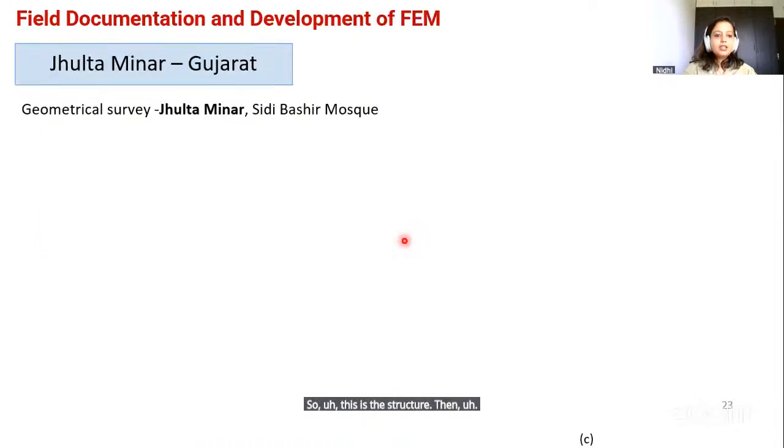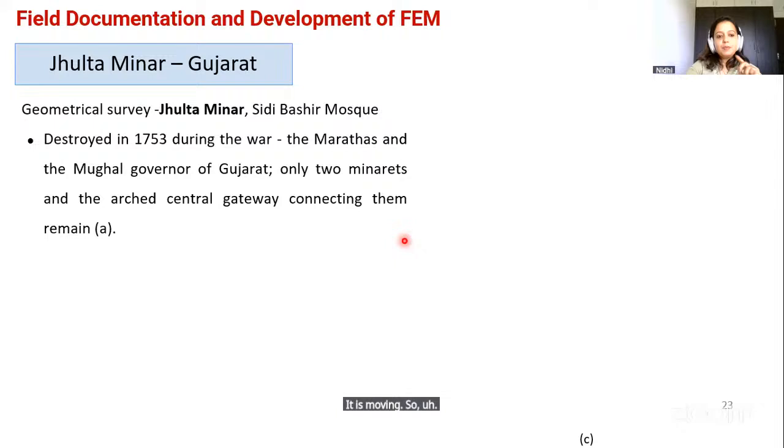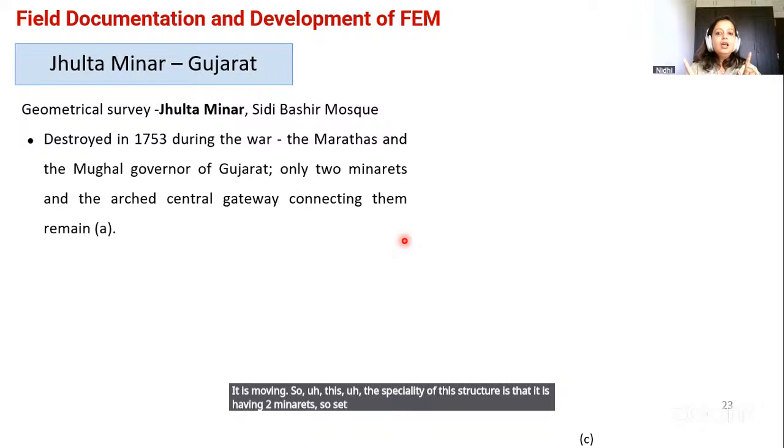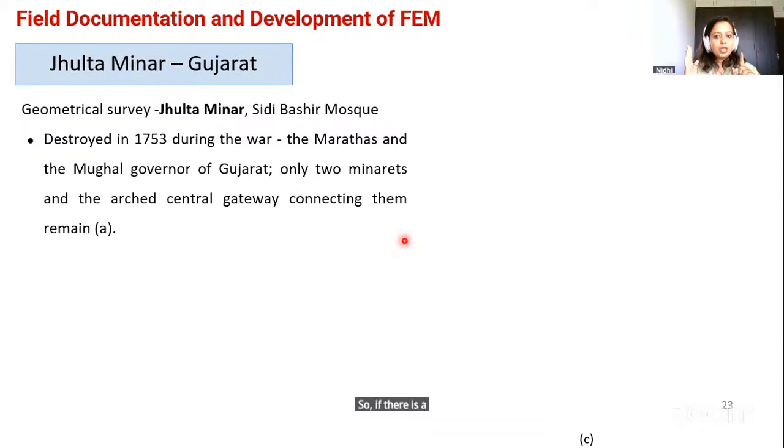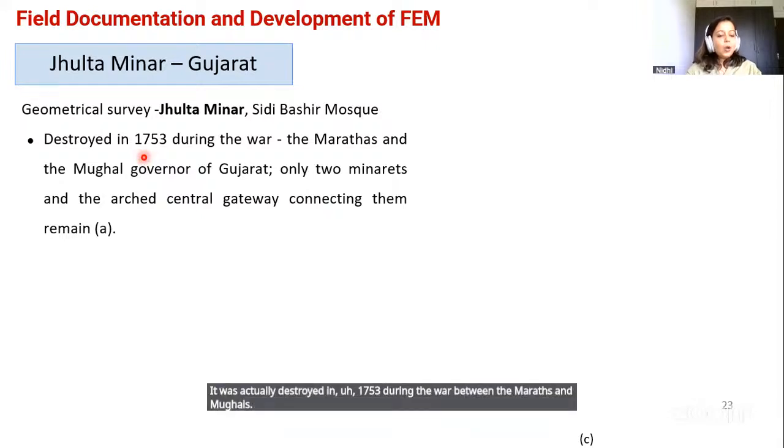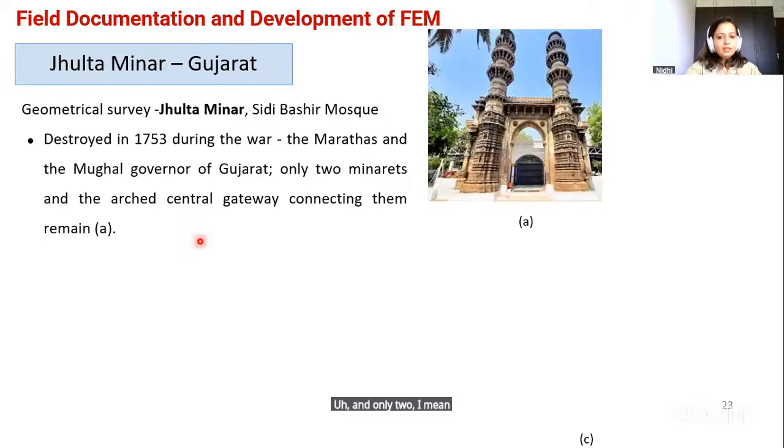Then for the third study, we went to Jhulta Minar in Gujarat. Jhulta means it is shaking, it is moving. The speciality of the structure is that it has a set of two minarets. If there is a disturbance in one structure, the other one also will vibrate. That is why it is known as the Jhulta Minar. It was actually destroyed in 1753 during the war between the Marathas and Mughals, and only two minarets exist nowadays.